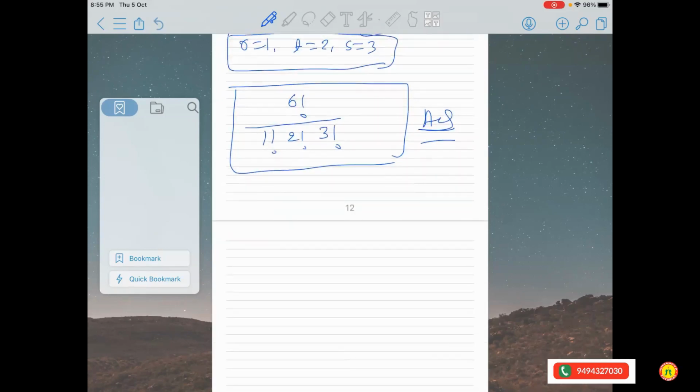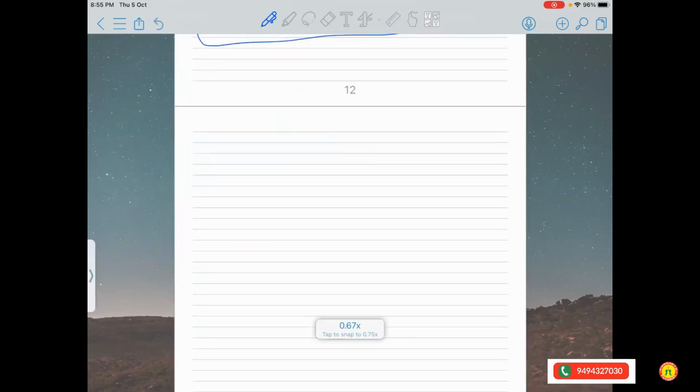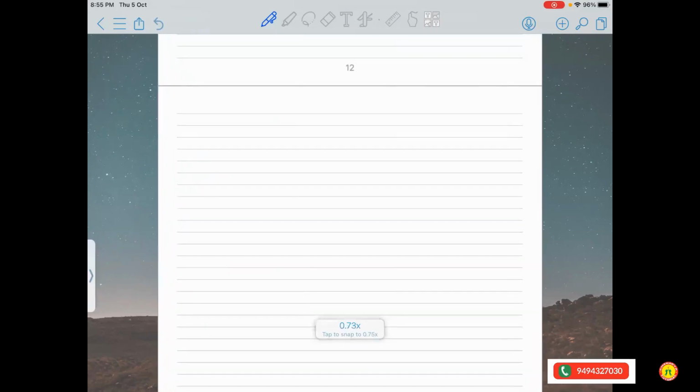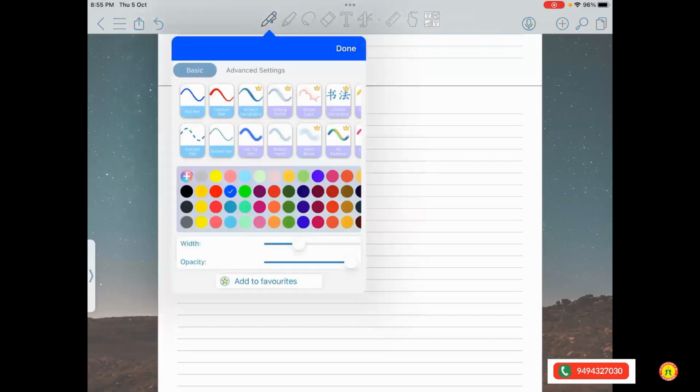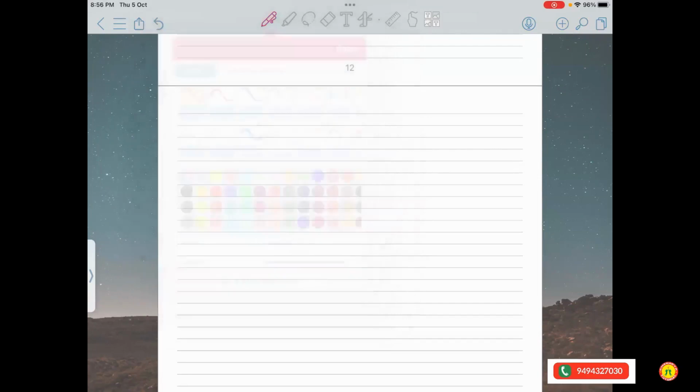So now our next topic is the total number of different terms, non-similar different terms. This is very important. If you have already studied probability, Aditi? Probability?